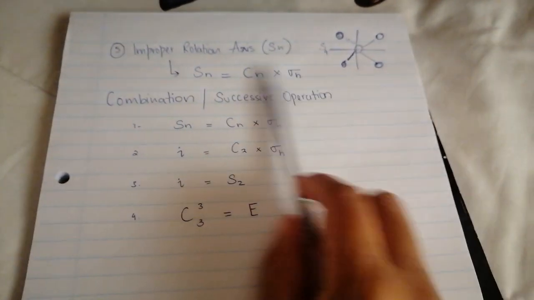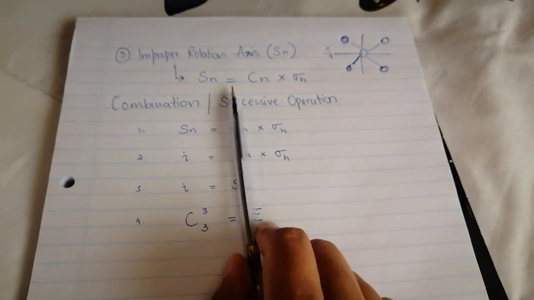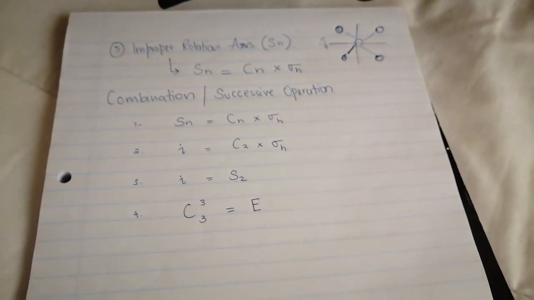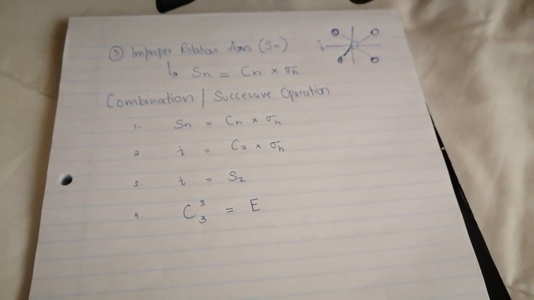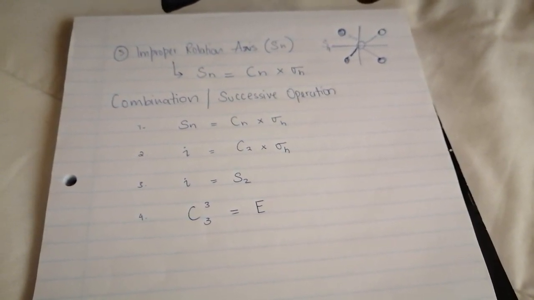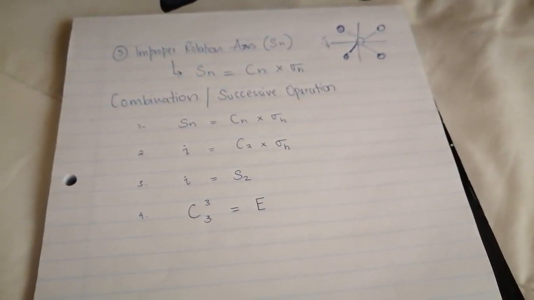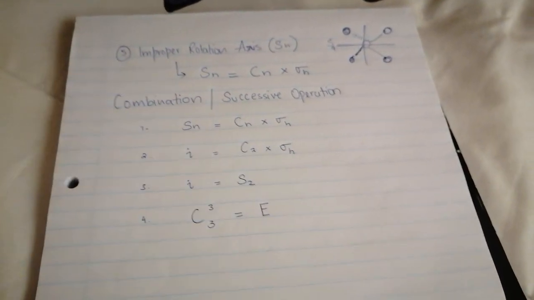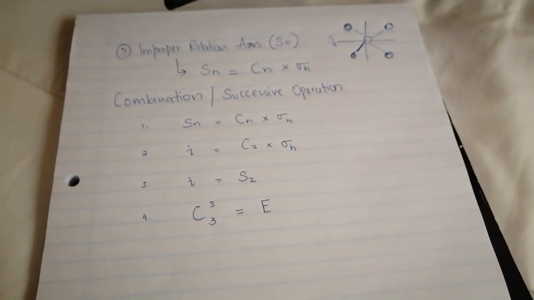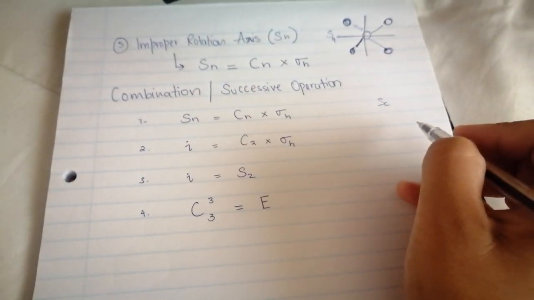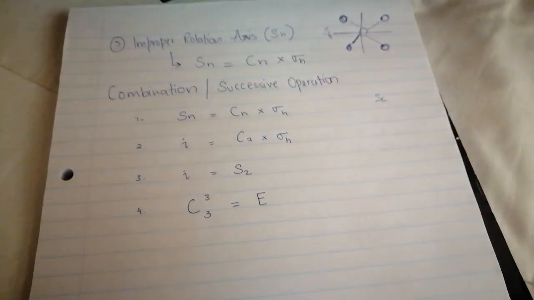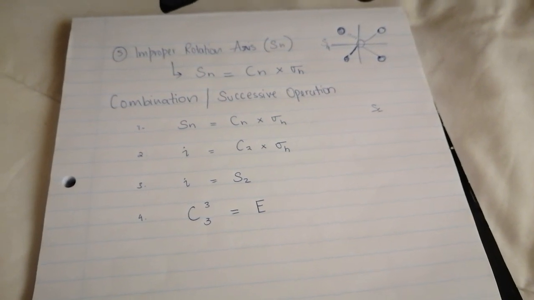Note, in the above example, Cn in this case need not be a symmetry element for the molecule. For example, staggered ethane has an S6 symmetry element, although it does not have a C6.